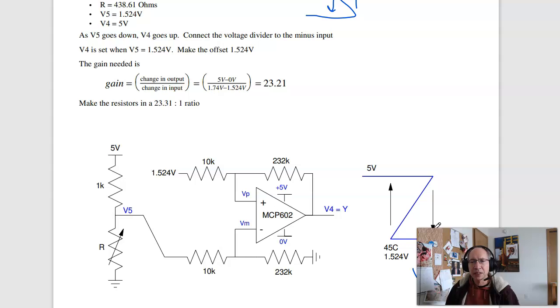To calculate the Schmitt trigger, the on voltage right here is your offset. When the input is large, the output should be low, connected to the minus input, and the slope is the resistor ratio. Output changes by 5 volts as the input changes by 0.2, so 23 to 1. Make this 23 to 1.